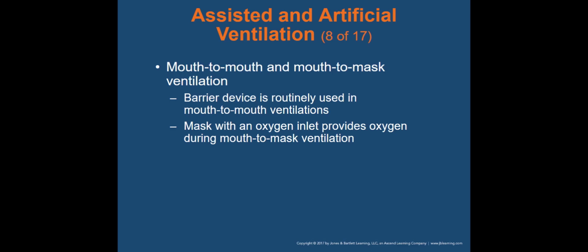A mask with an oxygen inlet provides oxygen during mouth-to-mask ventilations. We have mouth-to-mask ventilation equipment here that you'll be using for your CPR skills. It supplements air supplied by your lungs if you're able to connect it to oxygen. The gas you exhale still contains about 16% oxygen, so it's not extremely oxygen deprived. With the mouth-to-mask system, patients get the benefit of significant oxygen enrichment. The system frees both the EMT's hands to help better with the airway and provide a better seal between the mask and the face.